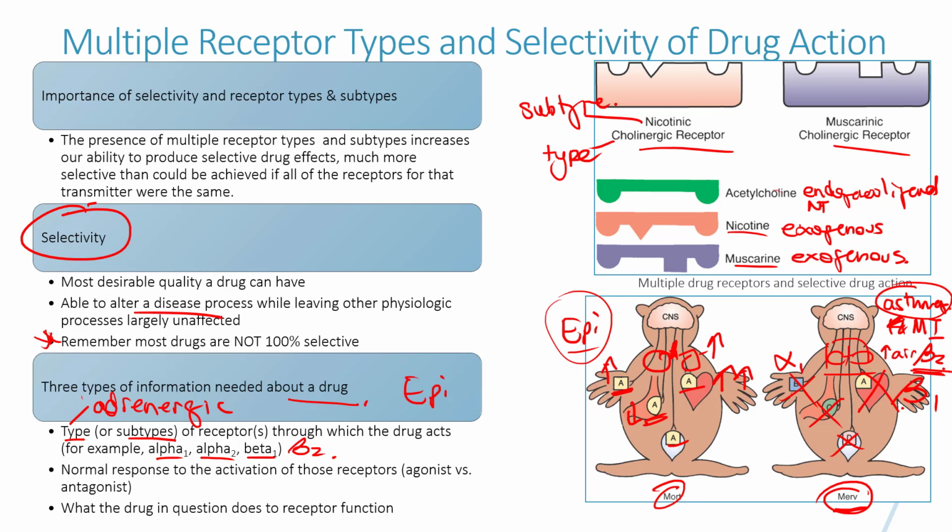And then you need to know what happens when the endogenous ligand binds at the location, and you need to know whether the drug is an agonist or an antagonist. That's also the third part, right? So you need to know the receptor type and subtype, what the normal endogenous ligand does, and whether the drug is an agonist or an antagonist. This agonist and antagonist should actually be included in the last point.